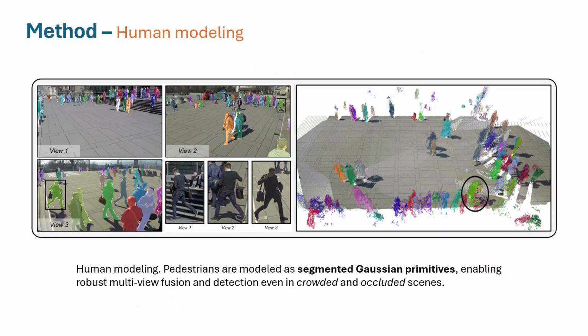After fusing views into an accurate point cloud, we model humans as segmented Gaussian primitives, enabling robust multiview fusion and detection in crowded and occluded scenes.